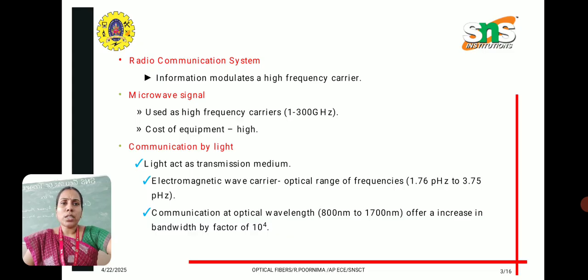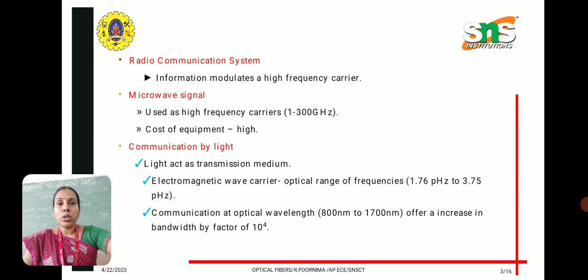So you can compare these carrier signals, where radio waves are used as a high frequency carrier, and also the microwave signal, which is around 1 to 300 gigahertz, where the cost of equipment is very high. When we use light for communication, the optical range frequency is used, and it is given in the optical wavelength 800 nanometer to 1700 nanometer.